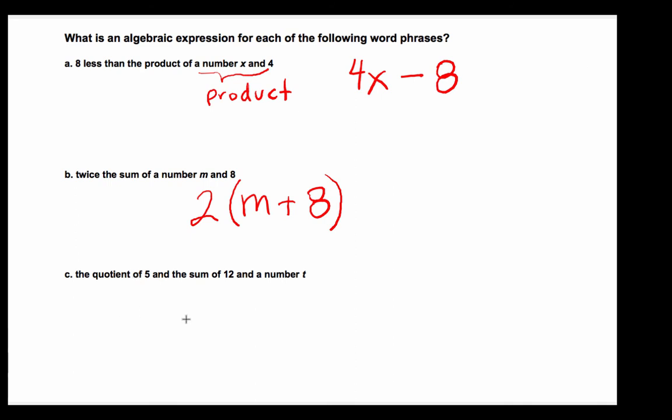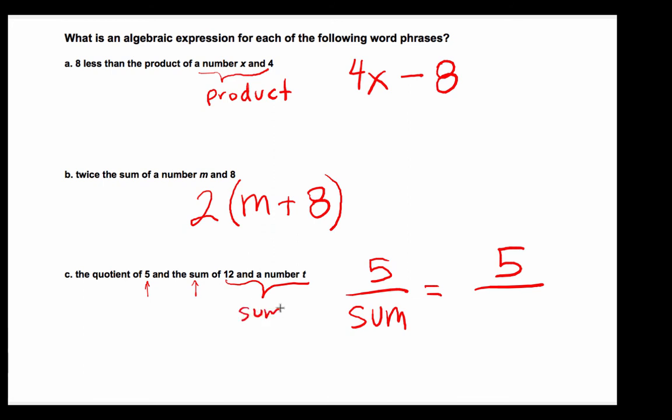Part C, the quotient of 5 and the sum of 12 and a number t. So it's telling us that we're going to write a quotient. The 2 things in the quotient are the 5 and the sum. So the quotient of 5 and the sum, we're going to put 5 in the numerator and the sum in the denominator. Well, we don't want the word sum. It tells us what the sum is, so we're going to put the sum in there. What is the sum? The sum of 12 and a number t, that's our sum.